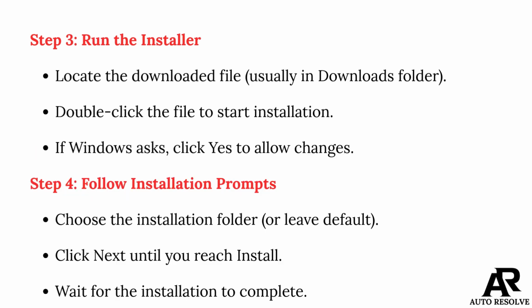Step 3. Run the installer. Locate the downloaded file, usually in the Downloads folder. Double-click the file to start installation. If Windows asks, click Yes to allow changes.